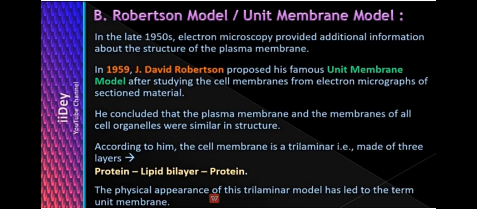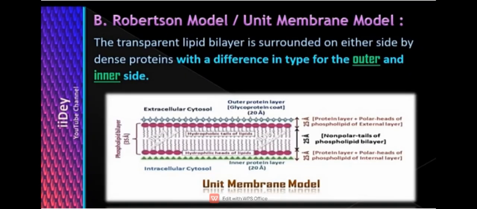Robertson's model, or unit membrane model: in the late 1950s, electron microscopy provided additional information about the structure of the plasma membrane. David Robertson proposed this famous unit membrane model after studying cell membranes from electron micrographs of the material. He concluded that the plasma membrane and the membranes of all cell organelles were similar in structure. According to him, the cell membrane is trilaminar, made of three layers: protein, lipid bilayer, and protein. The physical arrangement of this trilaminar model has led to the term unit membrane.